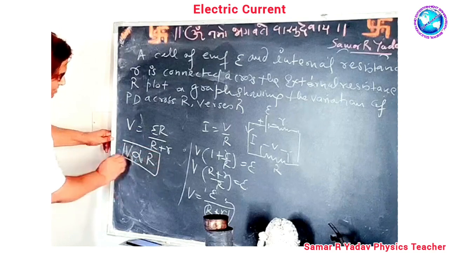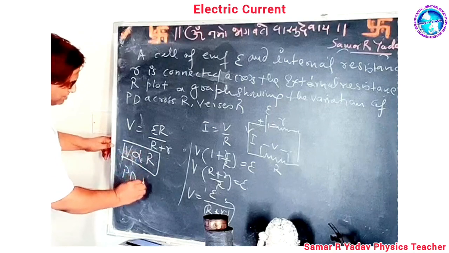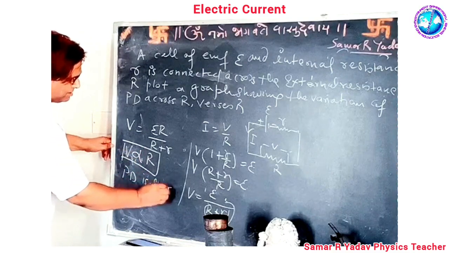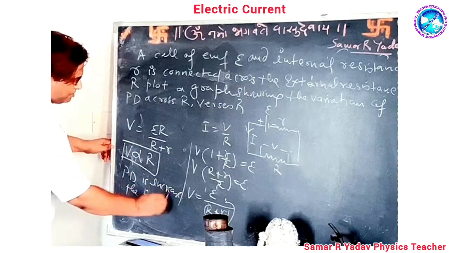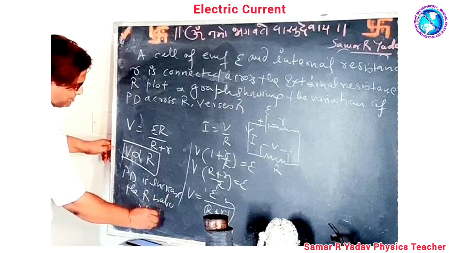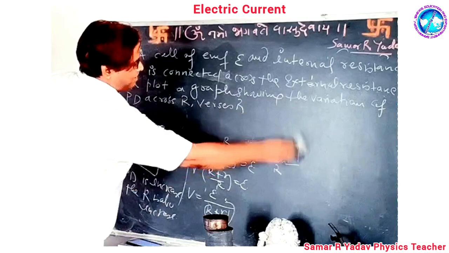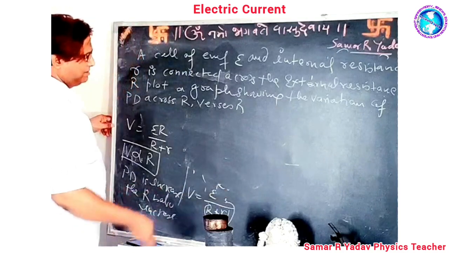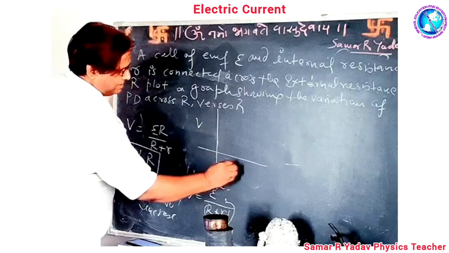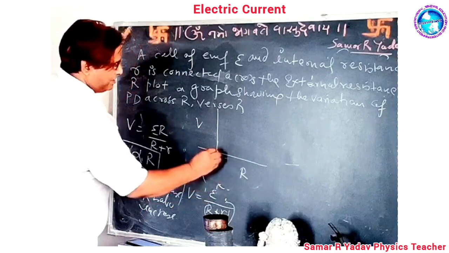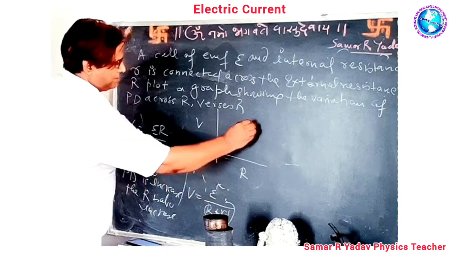As the potential difference increases, then R also increases. So if the potential difference increases, then capital R is also increased. Now we have to plot the graph of V versus capital R. Then we find that when V increases, up to a certain extent R also increases.